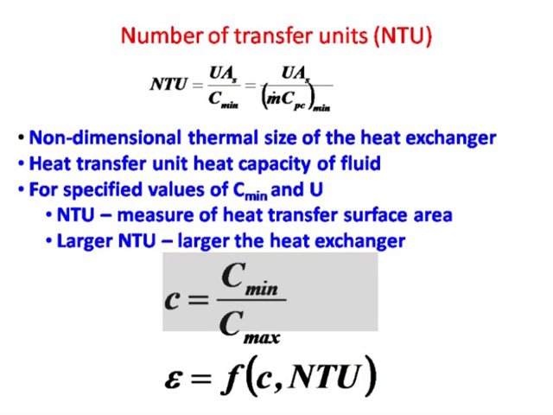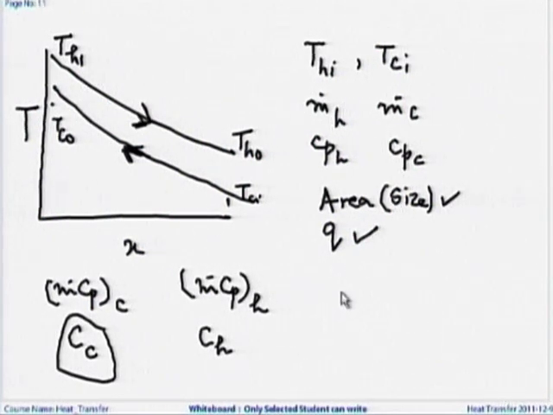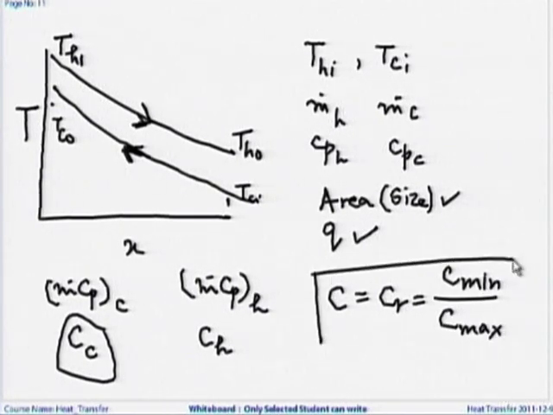This C is C min by C max. What is C min by C max? I have calculated m dot Cp for the hot fluid and m dot Cp for the cold fluid. One of them is going to be smaller than the other. So, take the smaller one divided by the larger of the two. That is called C, or certain textbooks will call this Cr. C or capital Cr will be nothing but capital C min by capital C max. So, this is one quantity we define. What is this C min C max? It is not any magic again. It is just a temperature difference ratio. How did I get that?